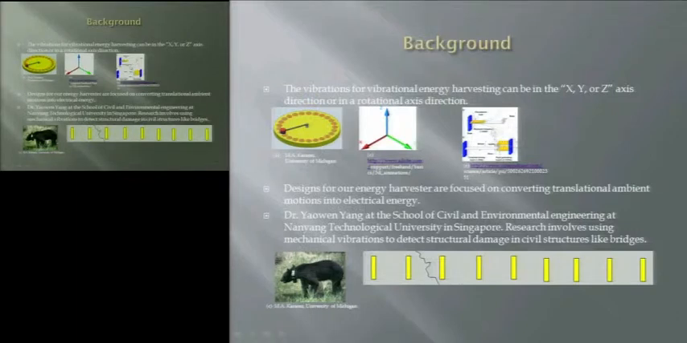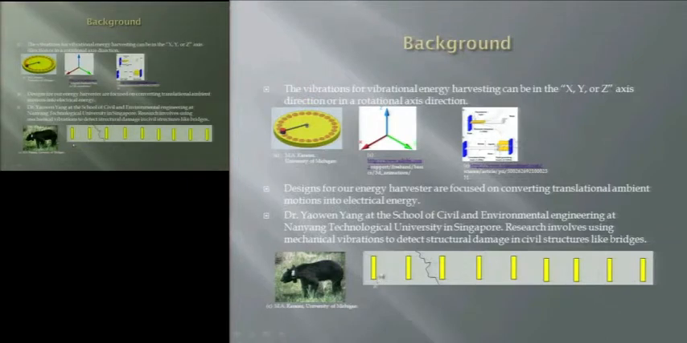You can also use piezoelectric induction. So it's electromagnetic induction, magnet, solenoid coil, and then it's piezoelectric induction. This method is also widely used for mechanical vibration. Dr. Yaowen Yang of the School of Civil and Environmental Engineering at Nanyang Technological University in Singapore, his research involves using mechanical vibrations to detect structural damage in civil structures like bridges.